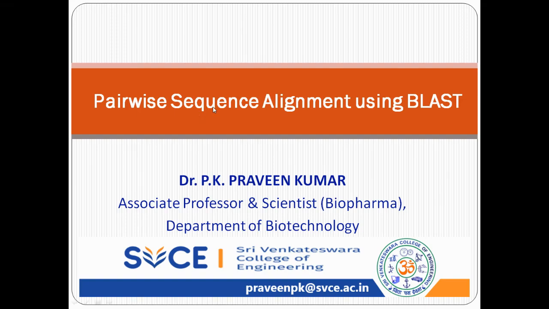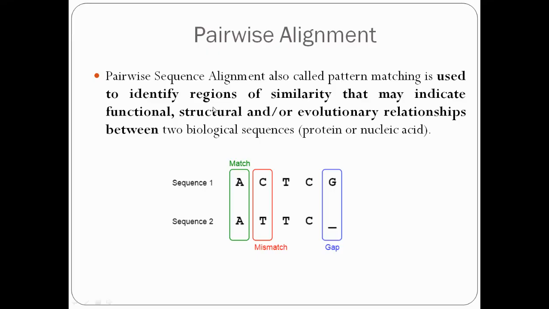Discuss pairwise sequence alignment using BLAST. Pairwise sequence alignment, also called pattern matching, is used to identify regions of similarity that may indicate functional, structural, and/or evolutionary relationship between two biological sequences, which can be a protein or nucleic acid. We find three important technical terms in pattern matching: number one, match; number two, mismatch; and number three, gap.